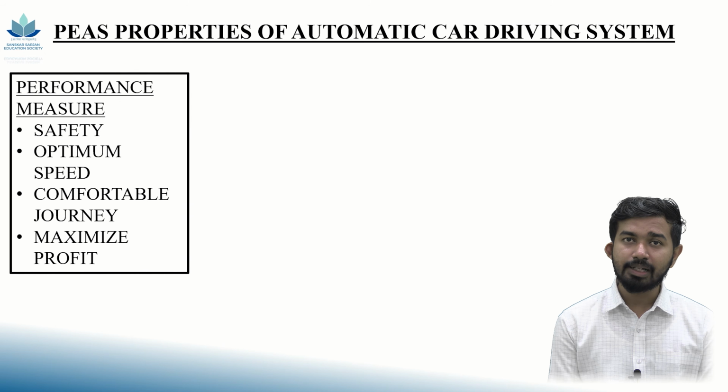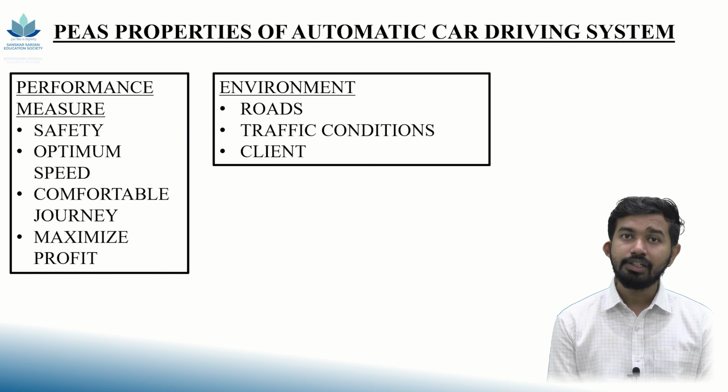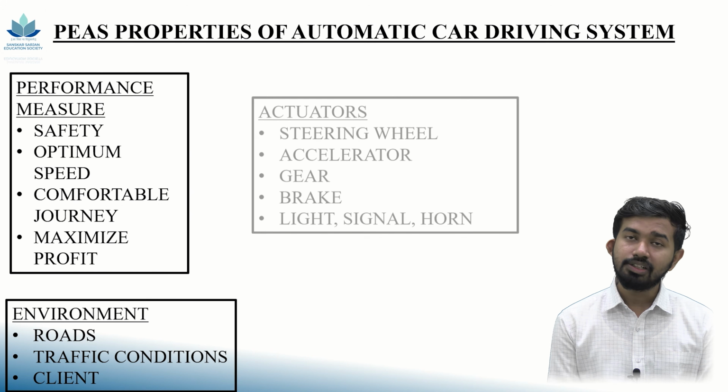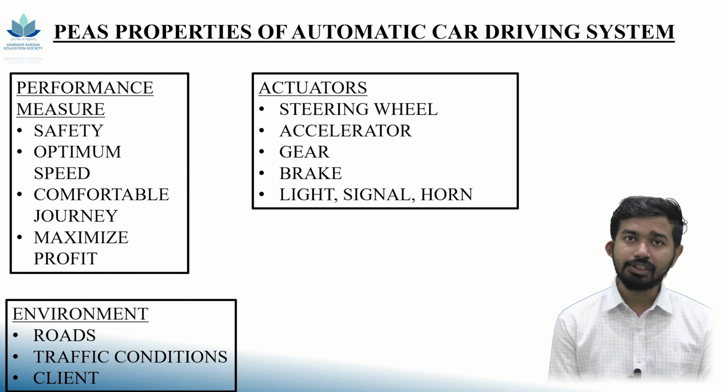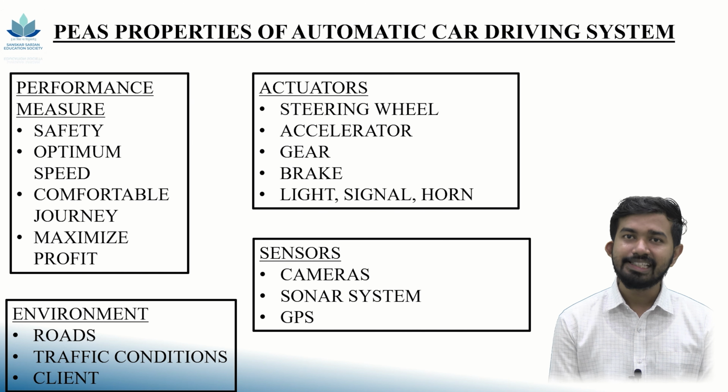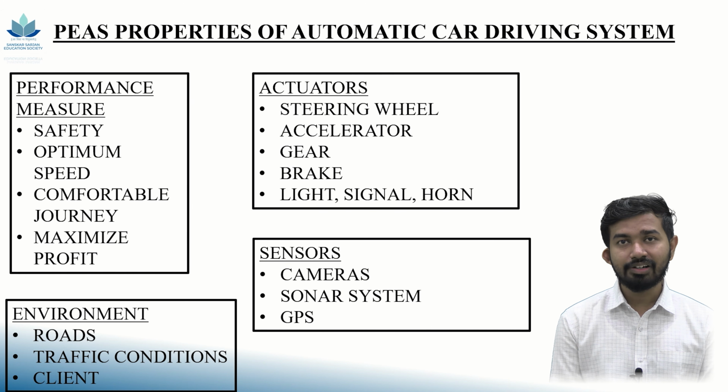The second one is the environment. The car is going to be driven on roads. So the roads will be my environment, the traffic conditions and the client. All those things will be included in the environment. The third is actuators. What will come under actuators? Your steering wheel, gear, brake, lights, horns, all those things will come under the actuators. And lastly, sensors. The automatic car driving agent will have the camera, the sonar system and the GPS as sensors.